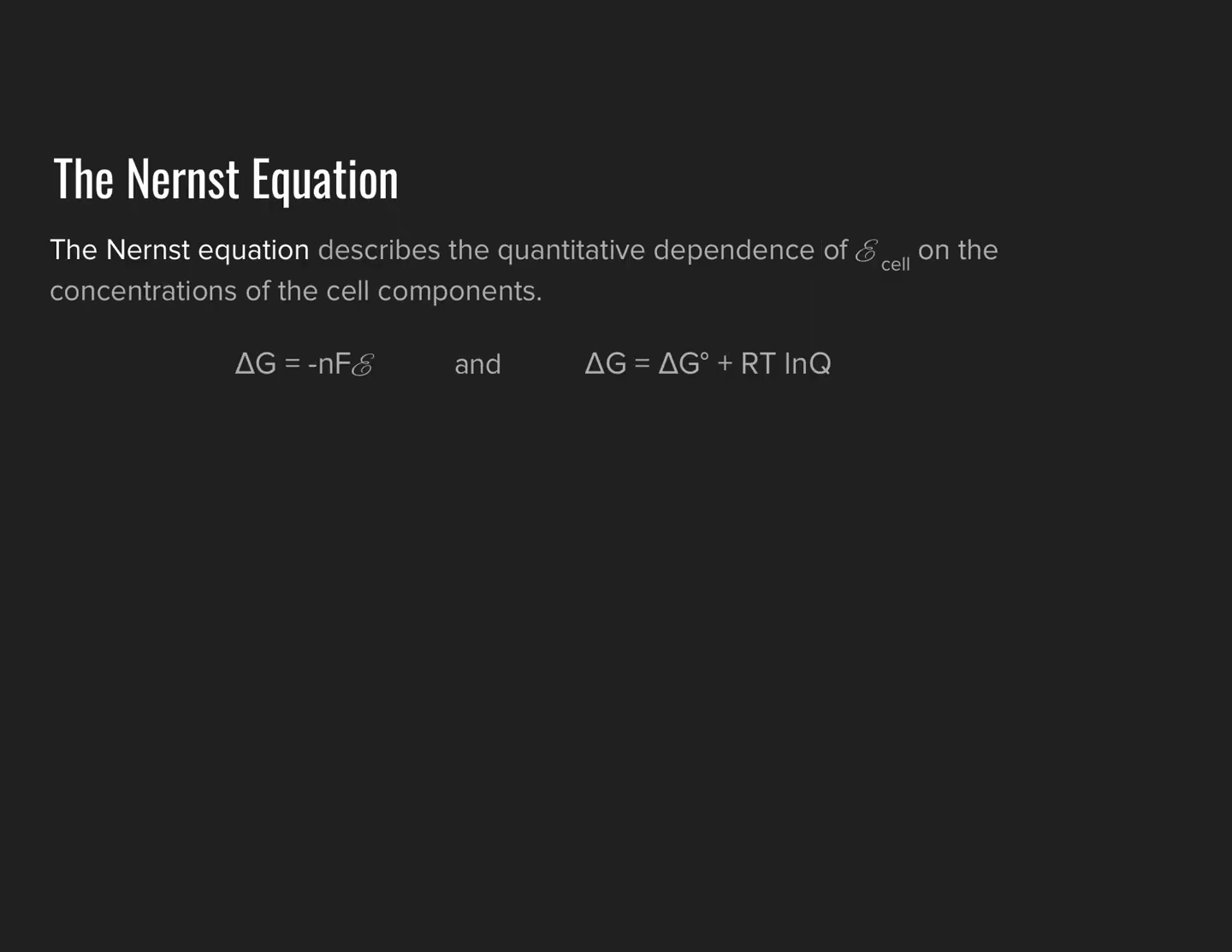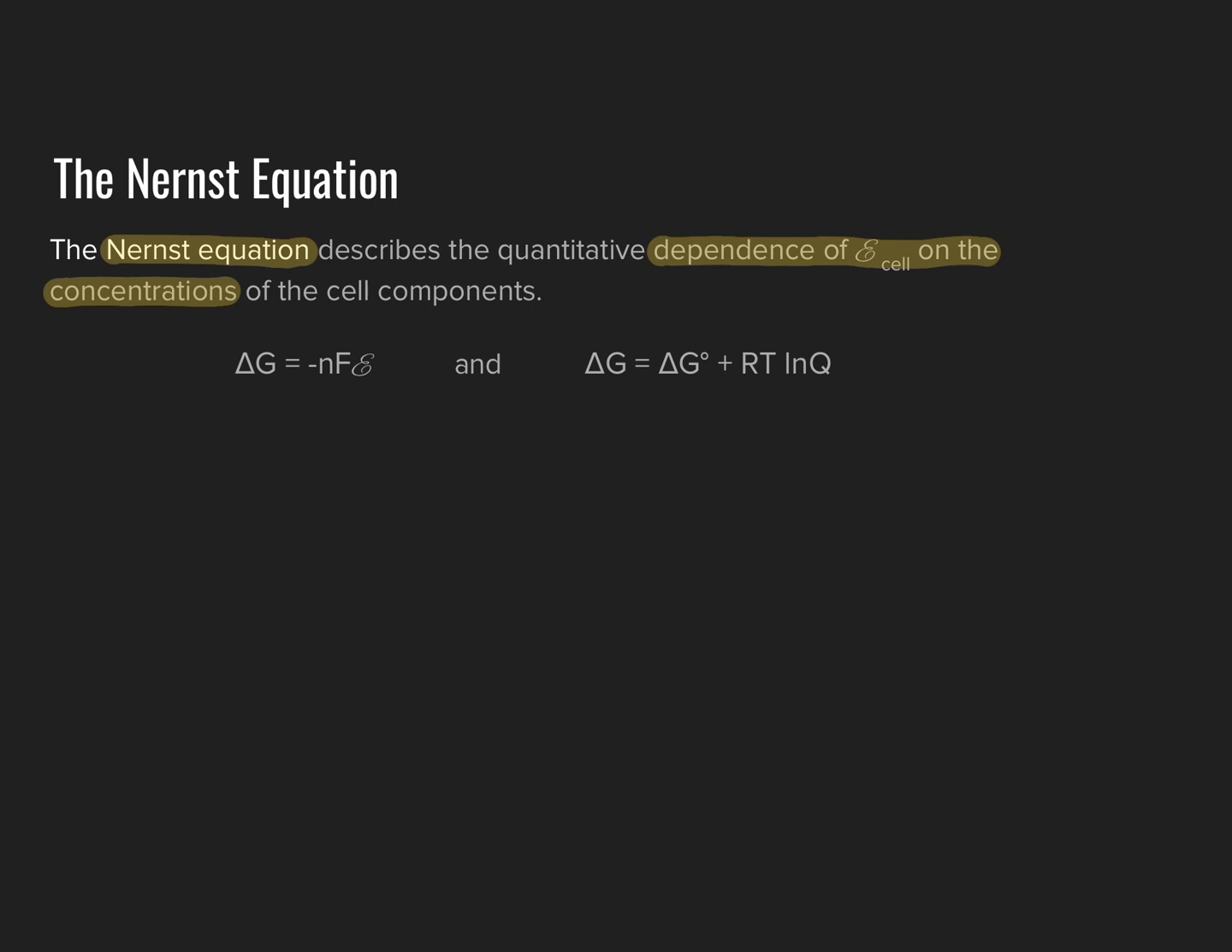All right, over our last couple of slides, we've come to an understanding that the concentration of the cell components within an electrochemical cell affects the operating cell potential of that cell overall. What we'd like to do on our new slide is develop an equation that describes quantitatively the dependence of that cell potential on the concentration of those cell components.